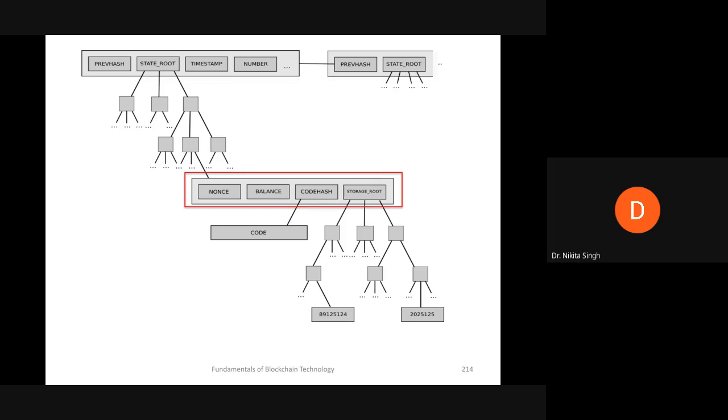So an important thing to note here is, though we have these tries, these trees, we are only storing the root node hashes. All right, we are only storing the root node hashes.